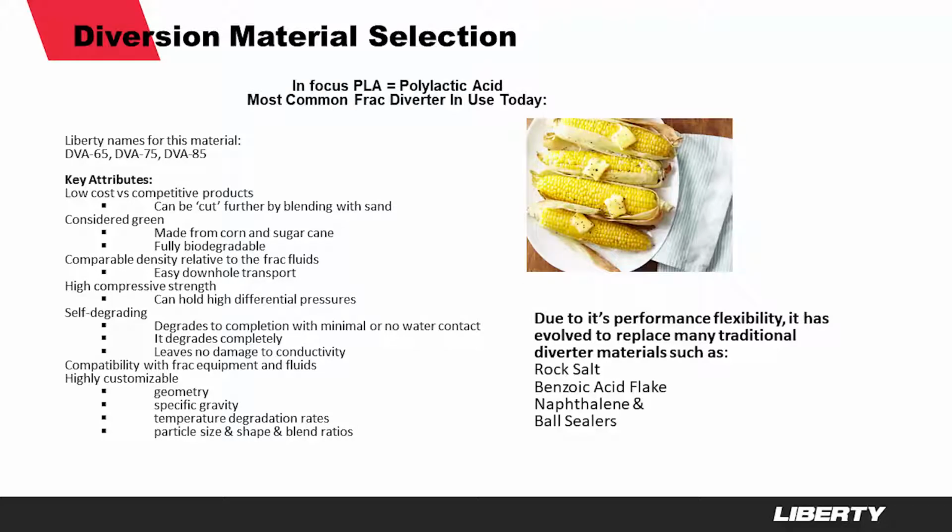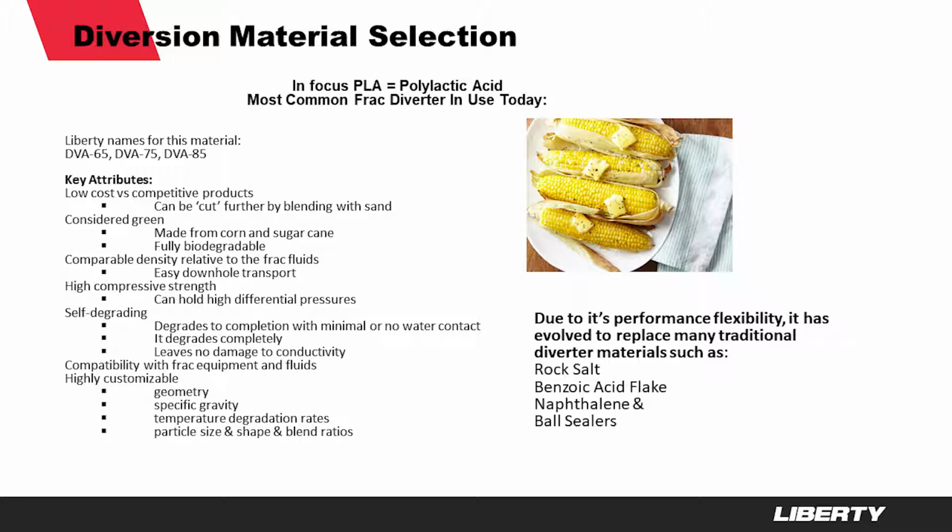I was going to talk to you today about diverter material selection, but then I realized I'm really going to talk to you about one chemical, and that's PLA, polylactic acid. At Liberty, we have several names for this material. It goes by DBA 65, DBA 75, or DBA 85. The reason I'm focusing on a single material is simply because in the most recent 5 to 10 years, PLA has really become the dominant chemistry utilized for frac diversion.